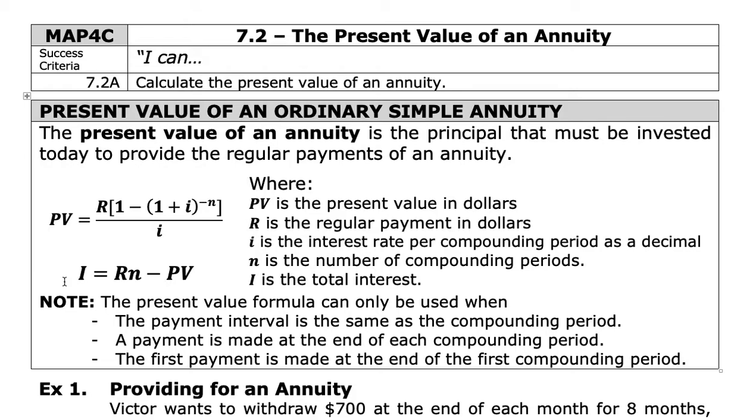This formula applies to a specific case. We call it a simple ordinary annuity. The present value formula can only be used when the payment interval is the same as the compounding period. The payment is made at the end of each compounding period, and the first payment is made at the end of the first compounding period.